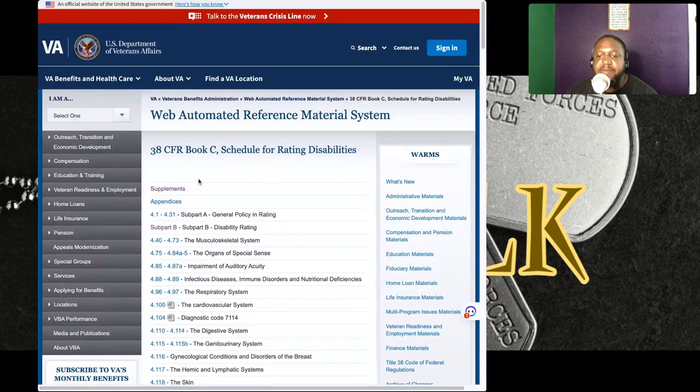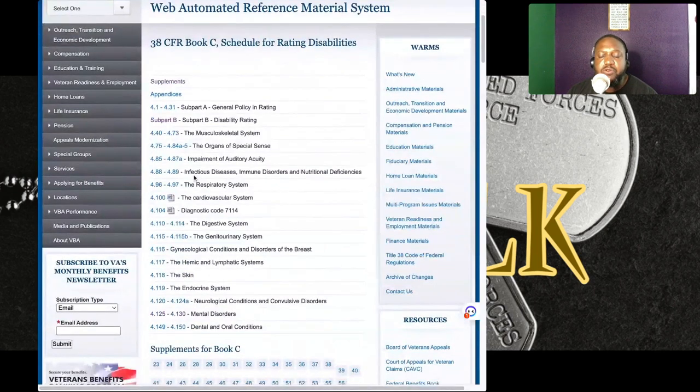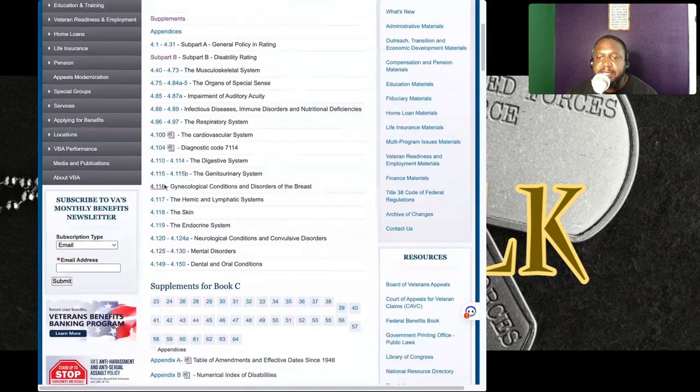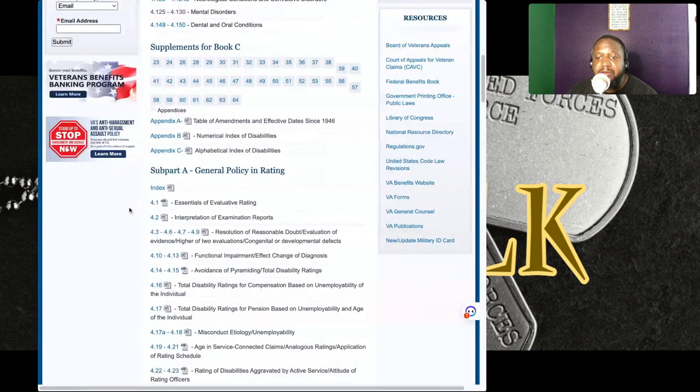And this is the VA law book. This is what they go by when it comes to you receiving compensation and pension. You have to make sure that everything you're telling them lines up with what they're asking for. Because if it doesn't, that can be the difference between you receiving a 0 to 100% rating for your disability.